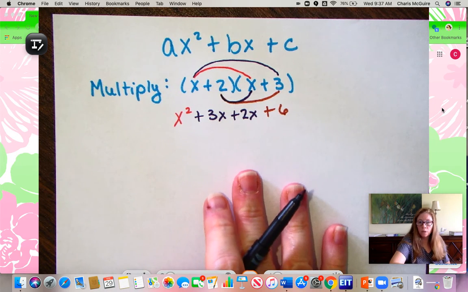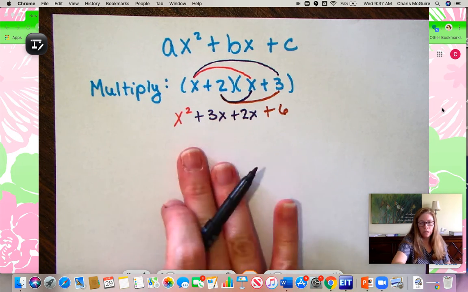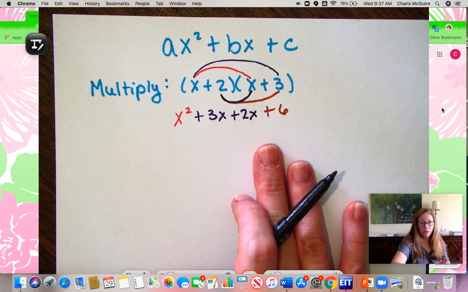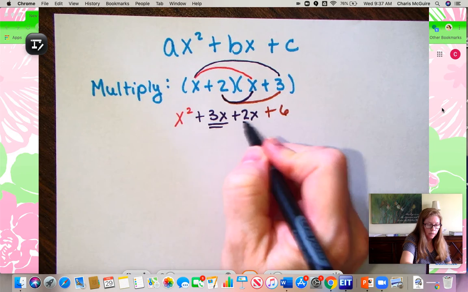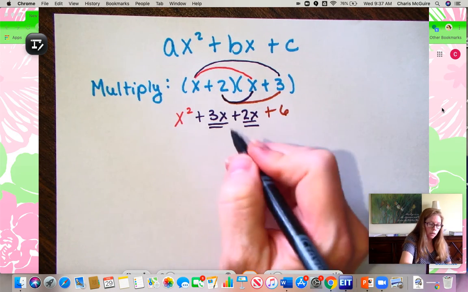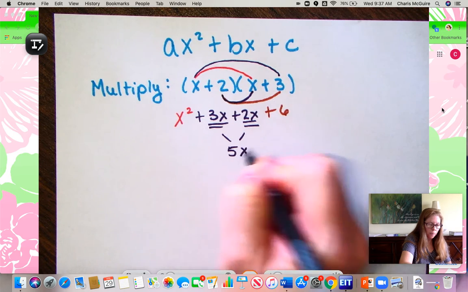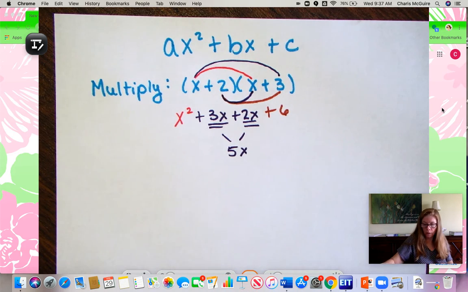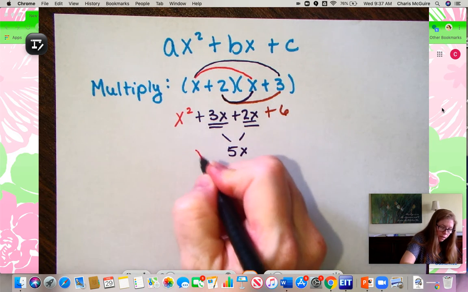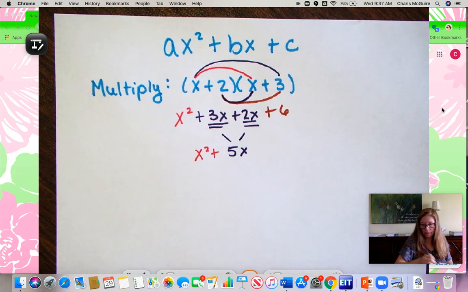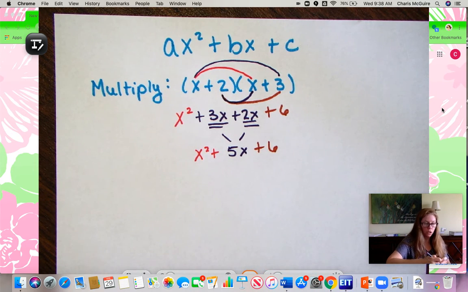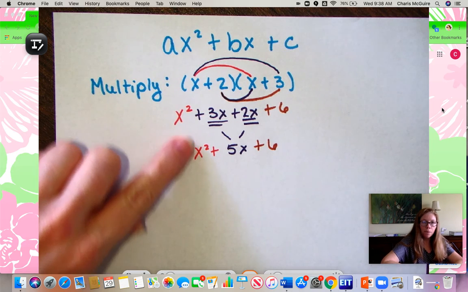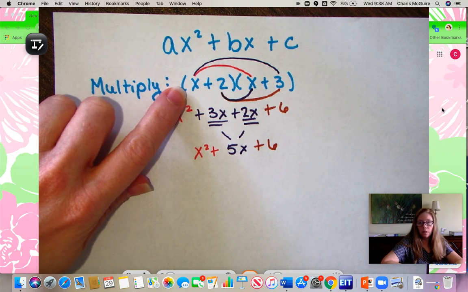So I did this in different colors on purpose because understanding where these terms come from is going to help you factor. When you're looking at this, you guys know that I'm not totally finished because you notice that the two values in the middle, the 3x and the 2x, those are like terms, and they combine to create the 5x. So your final answer is x squared plus 5x plus 6. All right, now it's really important for you to understand this process because what we're going to do is we're going to start with the trinomial and we're going to march it backwards, and our answer is going to be these two factors.